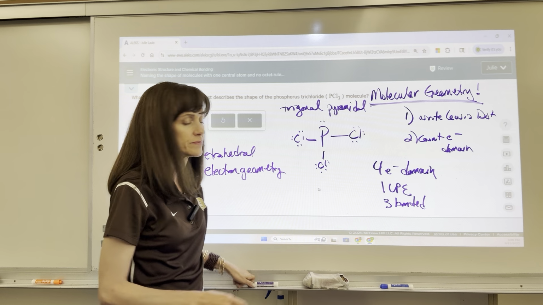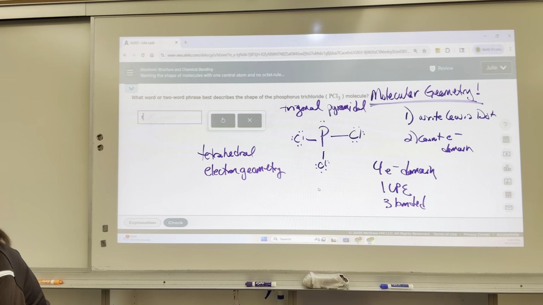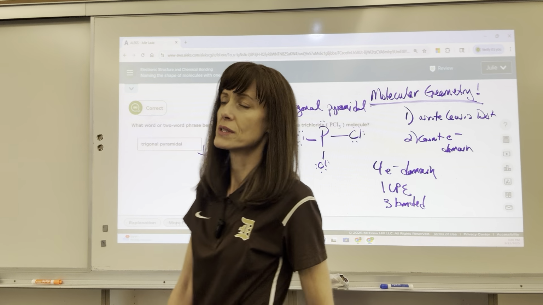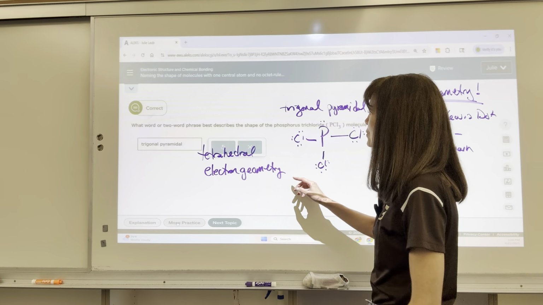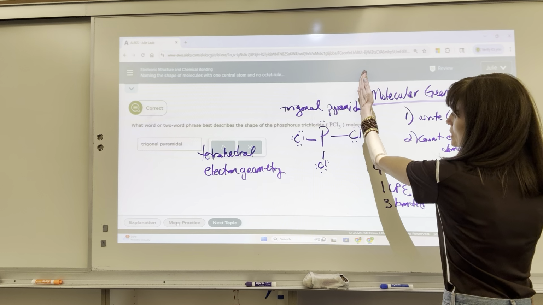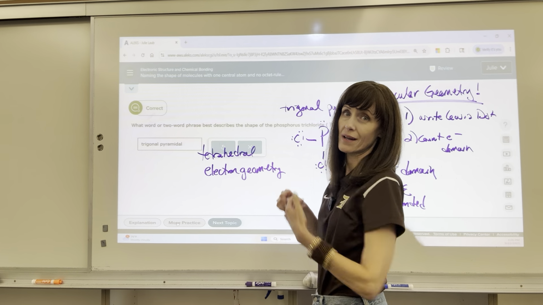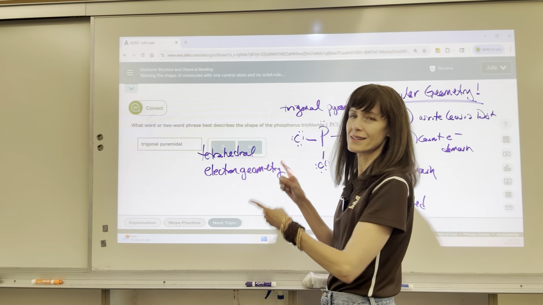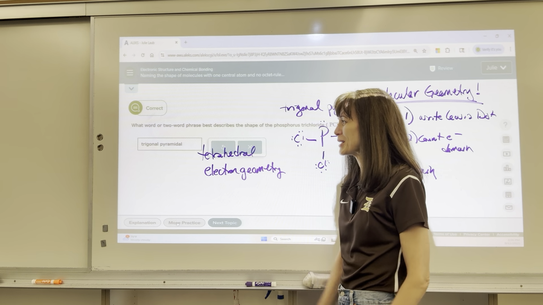Let's type it in just because I want you to see the pyramidal. Hopefully I spelled that right. Yep, there we go. I wanted you to see that that is correct. So you're using molecular geometry, not the electron geometry on this topic. And I'm so sorry they don't say it. I wish that they did. ALEKS, if you're watching this, go add the term molecular geometry.